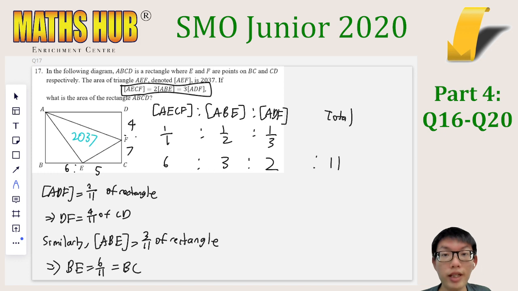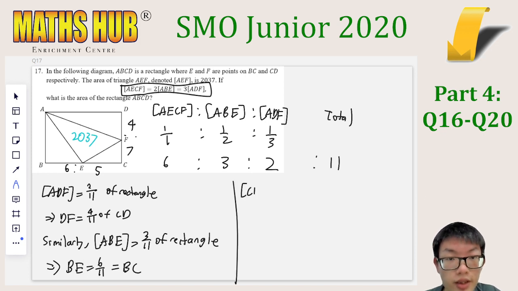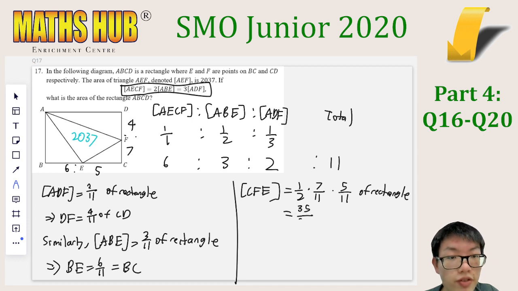Now this is more or less all we need, because with these ratios here, we can find how AEF is as a fraction of the whole rectangle. Because CFE is going to be half times 7 over 11 times 5 over 11 of the rectangle, and this is 35 over 242.